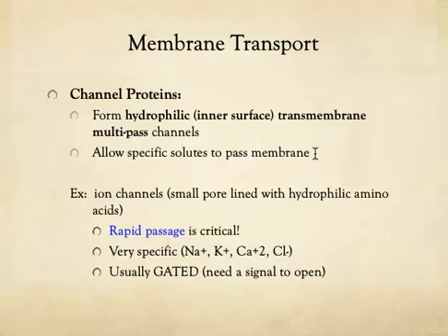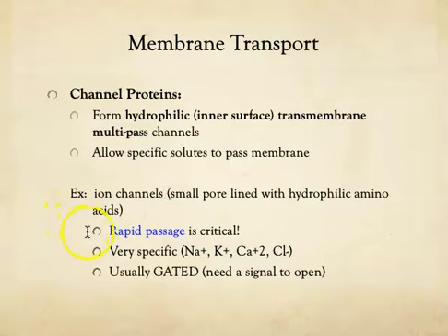A great example of membrane channel proteins are what are called ion channels. Ion channels allow ions to get across the membrane. Remember, ions have a charge on them, and a charge is one of the three things that prevents things from crossing a membrane using simple diffusion. They need help to get across. And the channel protein, the ion channel protein, is going to provide that help.